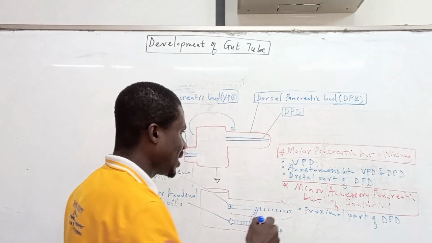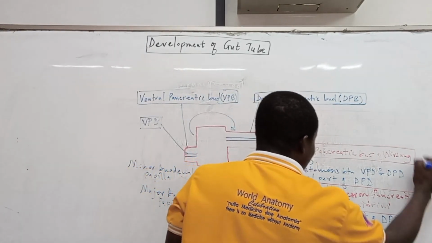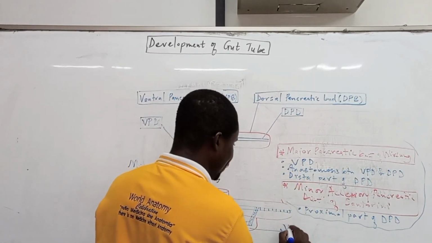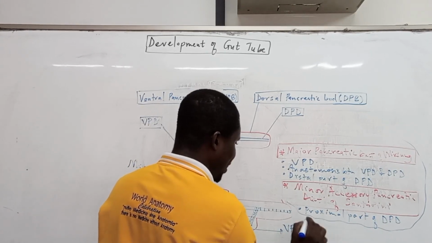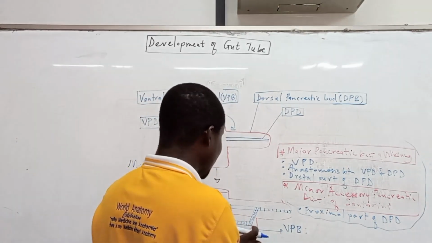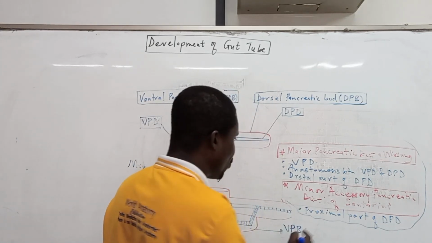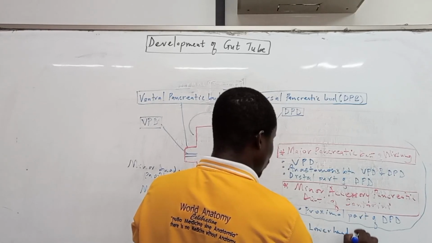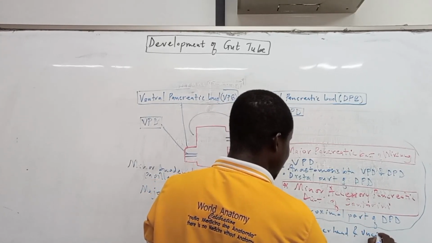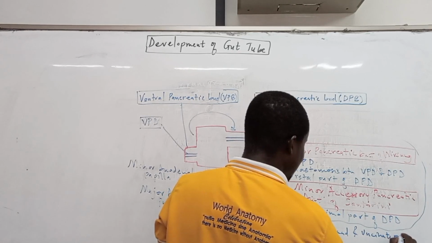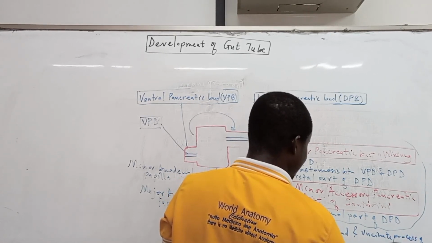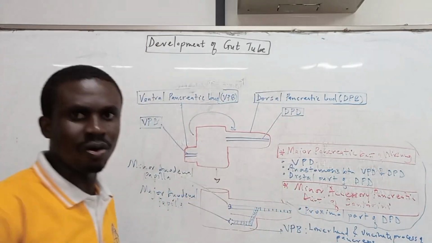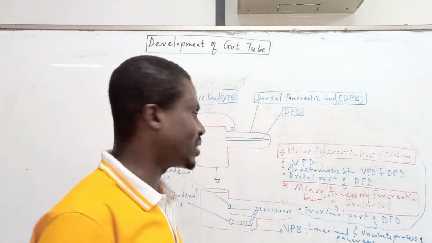I'm not talking about the duct. The bud. The lower portion, which we are calling the ventral pancreatic bud, is giving rise to what and what? Yes, my friends, it is giving rise to the lower head, together with the uncinate process of the pancreas.